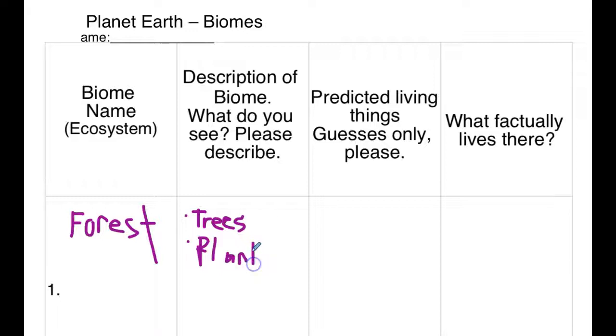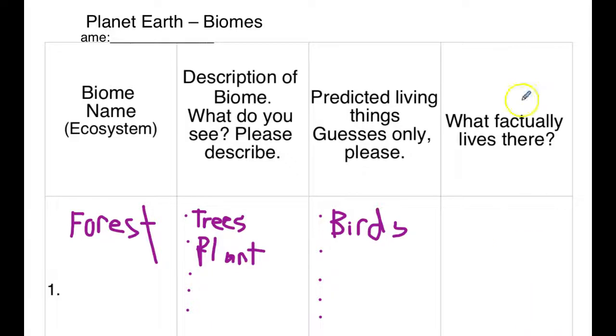And now the predicted living things. Well, we already saw this, but I'm going to predict what kind of things live in the forest. And one of the obvious ones is we see lots of birds. So that's one I'm going to write down. And there's no specific number that I want you to put down, but there should be a certain amount of thought put into this. But make your notes. There is no right or wrong answer.